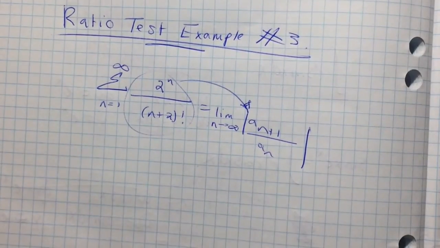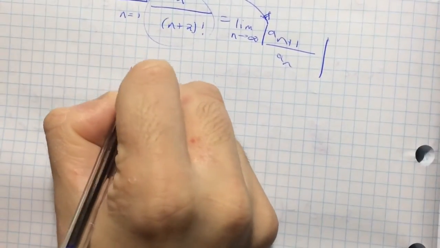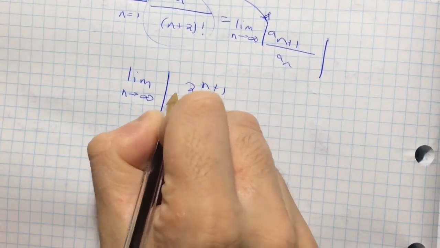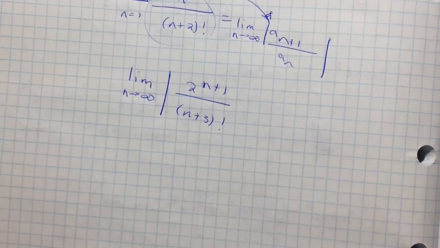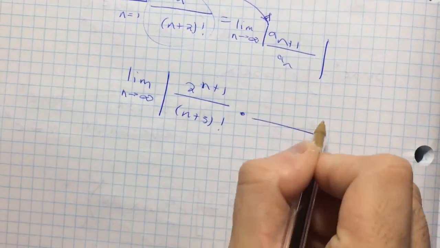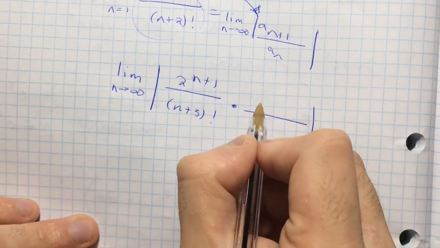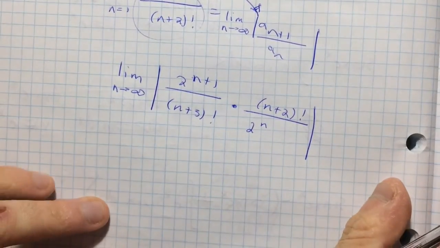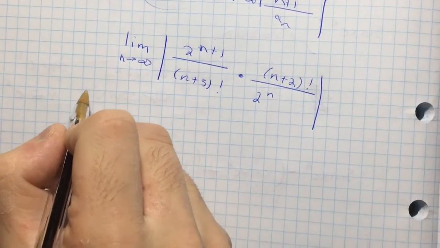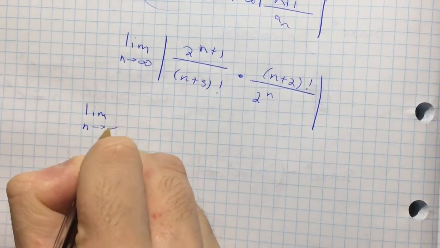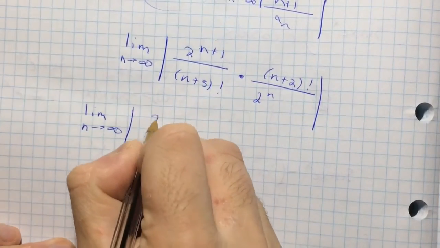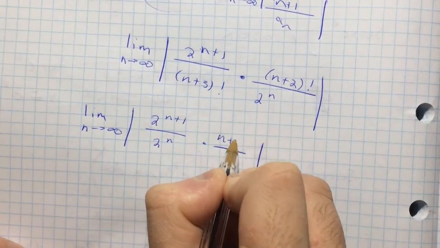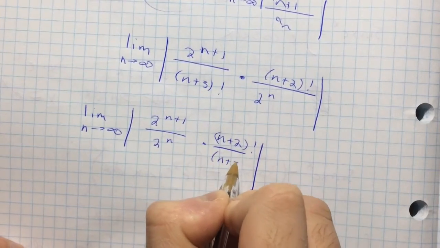Alright, cool. So now we take the limit as n approaches infinity of 2 to the n plus 1 over n plus 3 factorial multiplied by the reciprocal. And the reciprocal is in fact 2 to the n, and this is n plus 2 factorial. So let's just rewrite this problem. The limit as n approaches infinity of the absolute value of 2 to the n plus 1 over 2 to the n times the reciprocal fraction n plus 2 factorial over n plus 3 factorial.